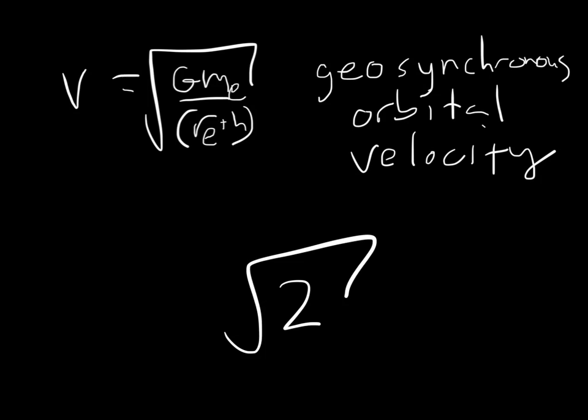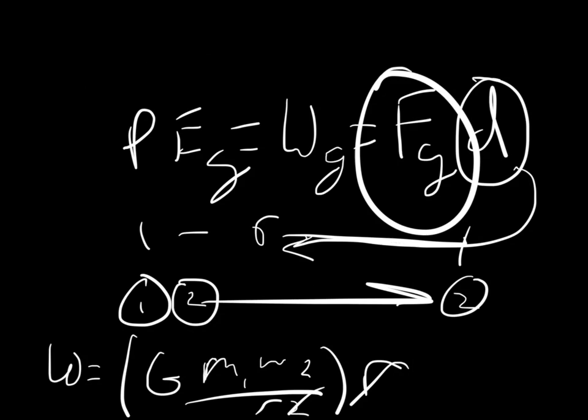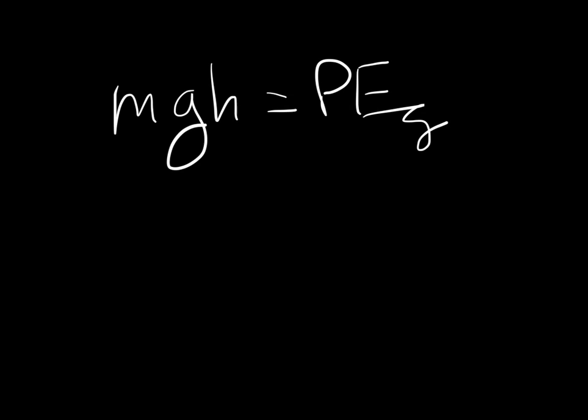Why is there an R squared on the forces? Yeah, for the G formula. Oh, for the universal gravitation? Okay, let's see. When we said MGH equals PEG, this term, MGH, is actually delta PEG. It's the difference in gravitational energies between two places.